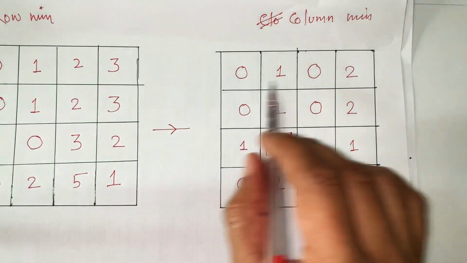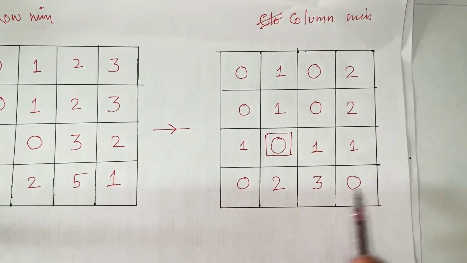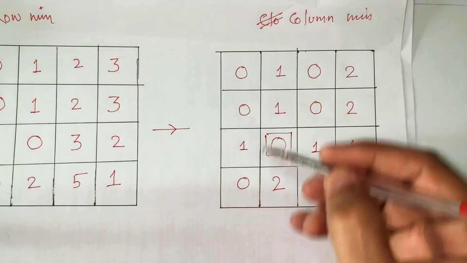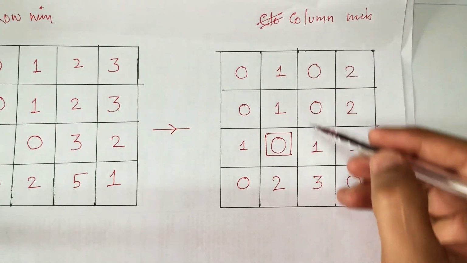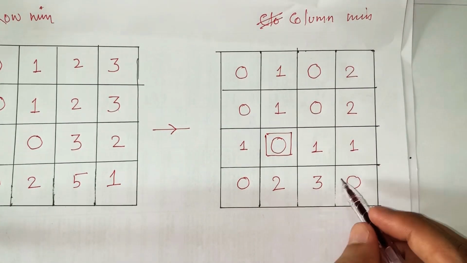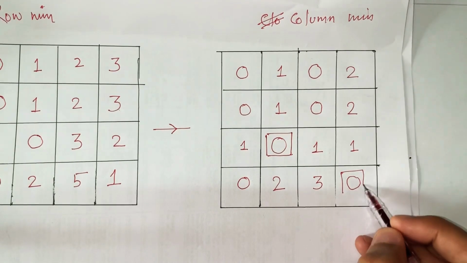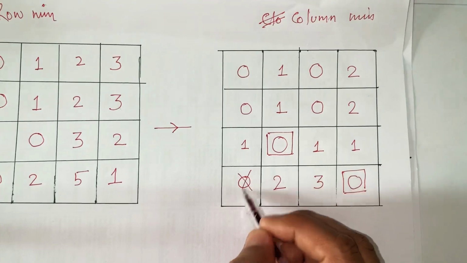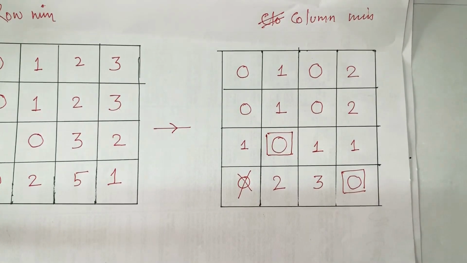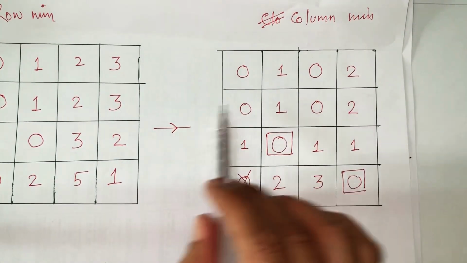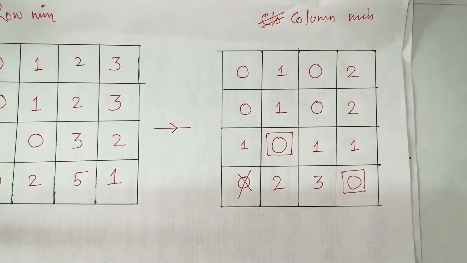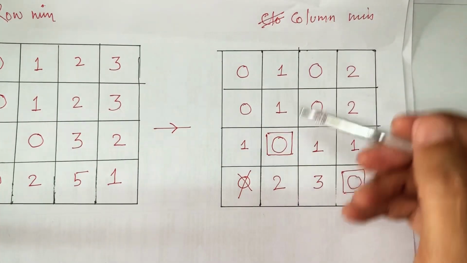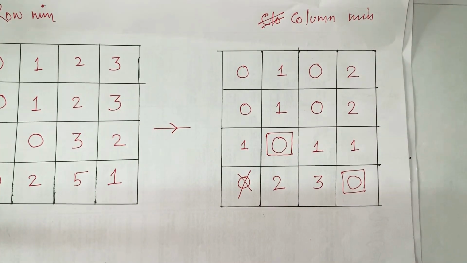I start searching for a row having one 0. There is no row as such. If I don't find a row with one 0, I search for a column having one 0. This column has one 0, so I make an assignment to it and cross any corresponding 0 in the row. Again I get back to step 1 and search for a row having one 0. There is no row as such. Search for a column having one 0. There is no column as such.